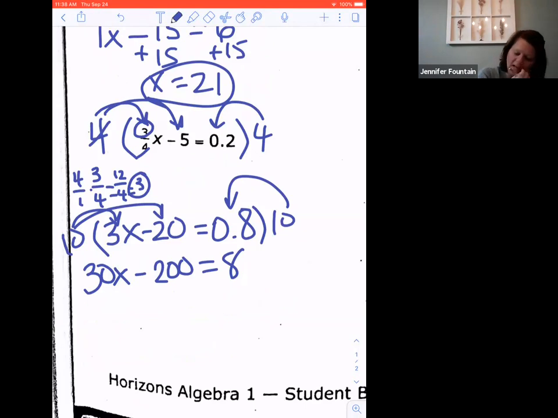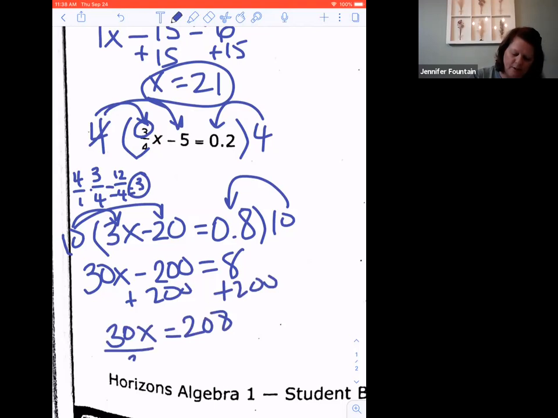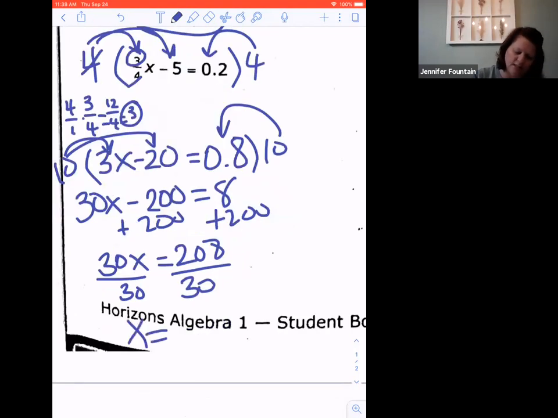Okay, I've got to add 200, add 200. 30x is equal to 208. Divide by 30, divide by 30. I can go ahead and leave it as a fraction in simplest form. So 208 divided by 2, 30 divided by 2. 208 divided by 2 will be 104 over 30 divided by 2 is 15.